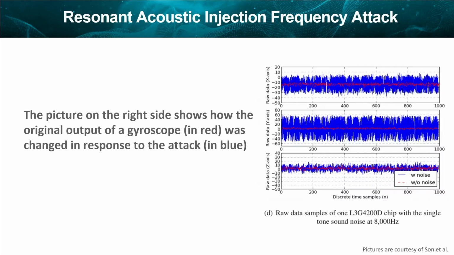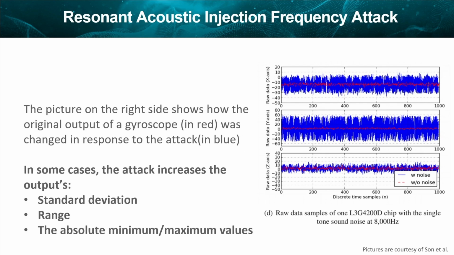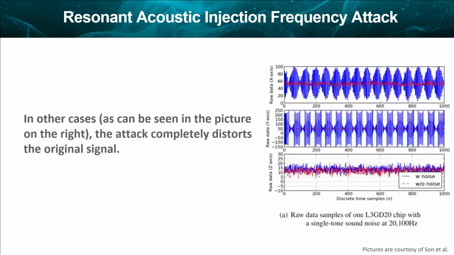So as you can see, the picture on the right side shows how the original output of a gyroscope, which you can see in red, was changed in response to the attack, which you can see as the changed output in blue. And you can see that in some cases, like this case, the attack increases the gyroscope output standard deviation, the range, the absolute minimum and maximum values, and basically you get the idea.